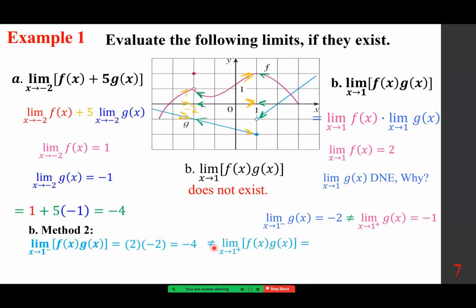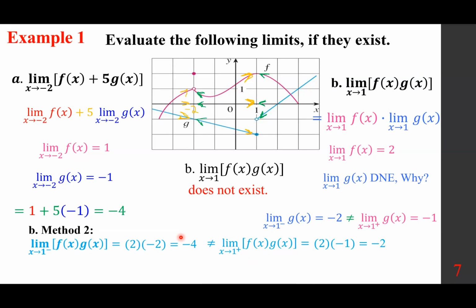and that's not equal from the right. The right, for this function, again, it doesn't change, but for this function, it changes to negative 1. The product of 2 and negative 1 is minus 2. These two numbers are different. Therefore, the limit of f of x times g of x as x approaches 1 does not exist.